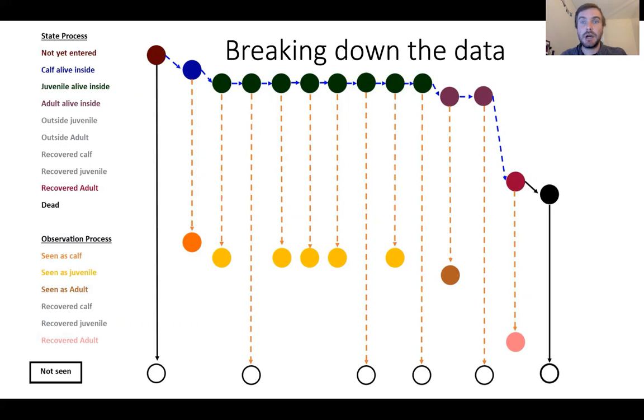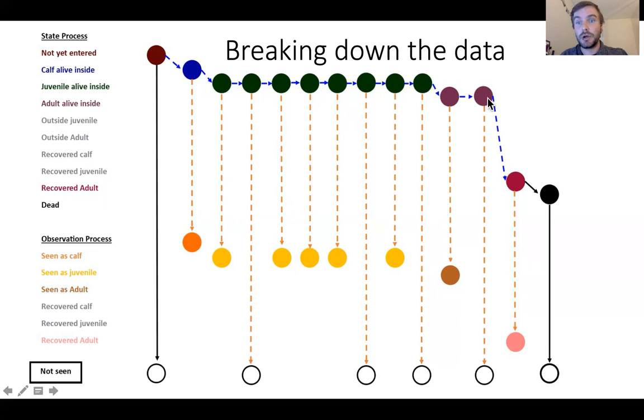So when we get our mark recapture history, we generally have this state process, so the states that the individuals are in that we're actually interested in. We might have individuals that have not yet entered the population. We might have them in different age classes within the study area. They might have left the study area, permanently emigrated. In different age classes, we may have found them dead, or they may have just died. So individuals can move through these states over time based upon our biological understanding of how these states work.